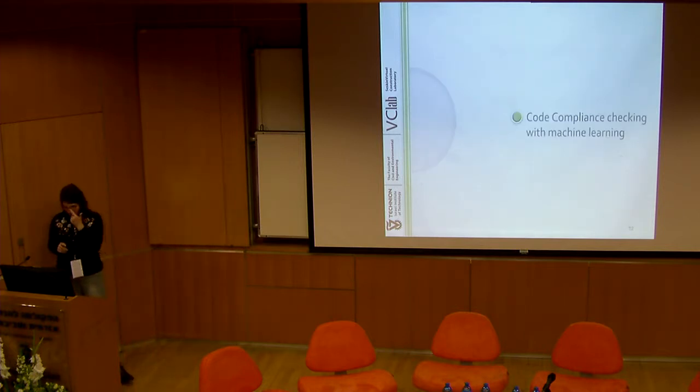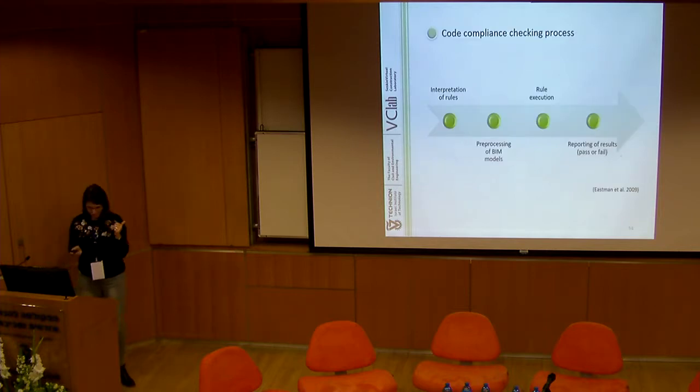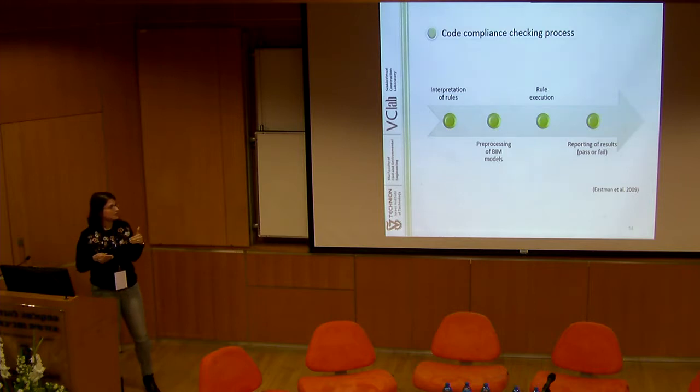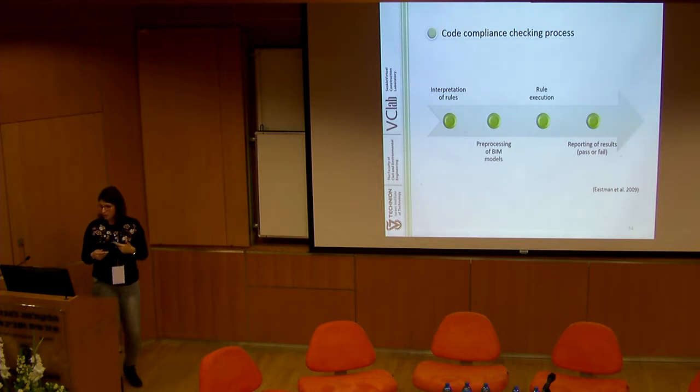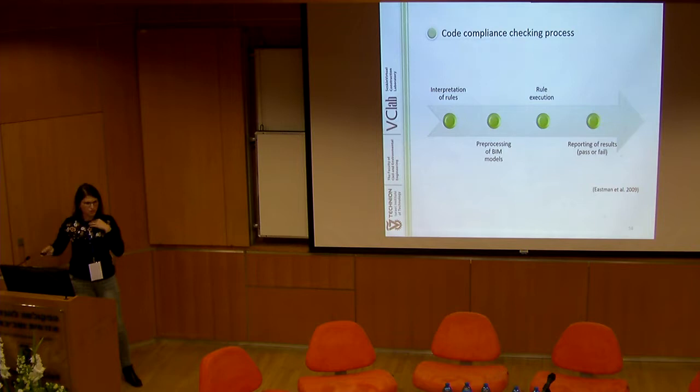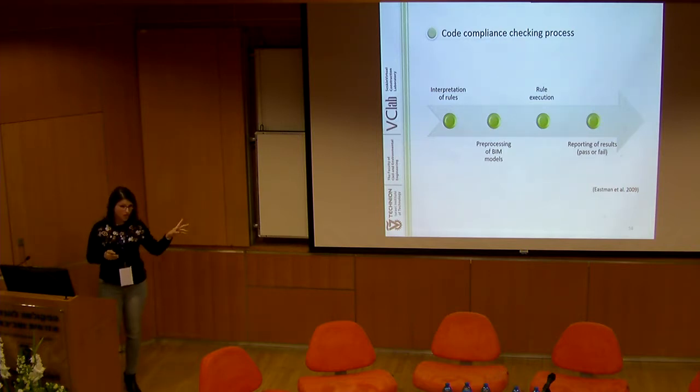As for the code compliance checking, if we look at the traditional process, it consists of 4 parts. We have the interpretation of rules, the pre-processing of the BIM model, the rule execution, and the report. I already talked about the challenge of having to pre-process the model, and how semantic enrichment can offer a solution to that.